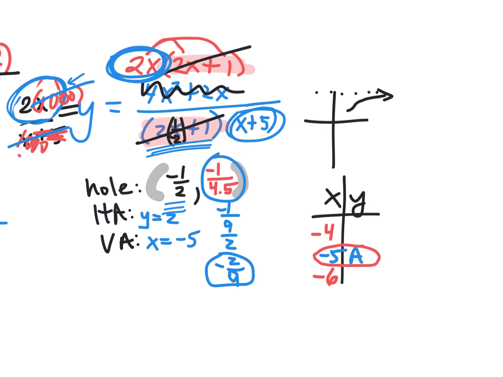That's our simplified equation. No point in putting in negative 5. It doesn't work, and that's why it's an asymptote. But putting in negative 4 makes negative 8 over 1. These always work out for some sort of magical reason.